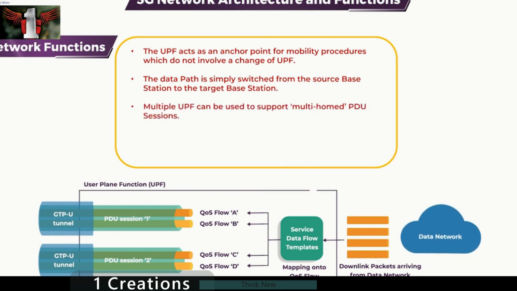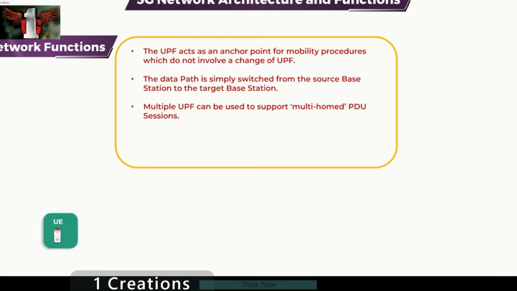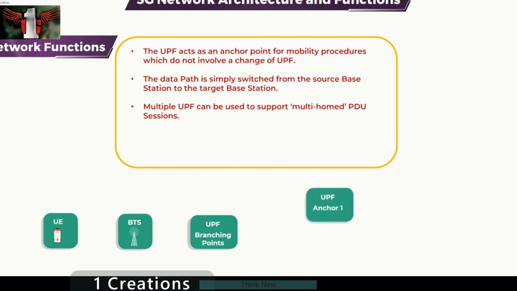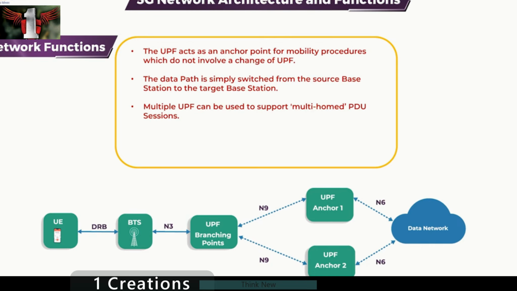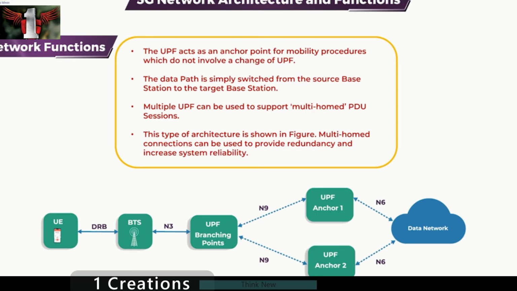Multiple UPF can be used to support multi-homed PDU sessions. A multi-homed PDU session is one which has more than a single anchor UPF providing data network connectivity. For example, a PDU session can have a single branching point UPF providing connectivity towards a base station combined with two anchor UPF providing a pair of interfaces towards the external data network. This type of architecture is shown in the figure on the screen. Multi-homed connections can be used to provide redundancy and increase system reliability.